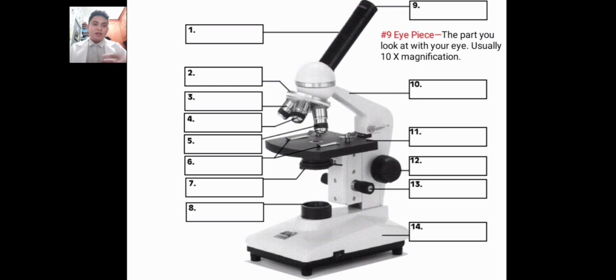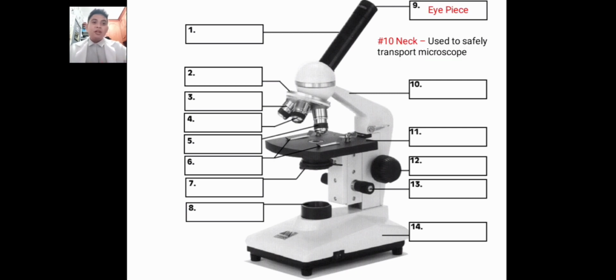And the next part is the neck, used to safely transport the microscope. Syempre, very important po yung use ng neck because it supports the objectives and also the head of the microscope, the eyepiece. Nandyan po lahat yan. Yung coarse adjustments, lahat po ay sinusuportahan ng neck. Very important po ang role ng neck dyan.